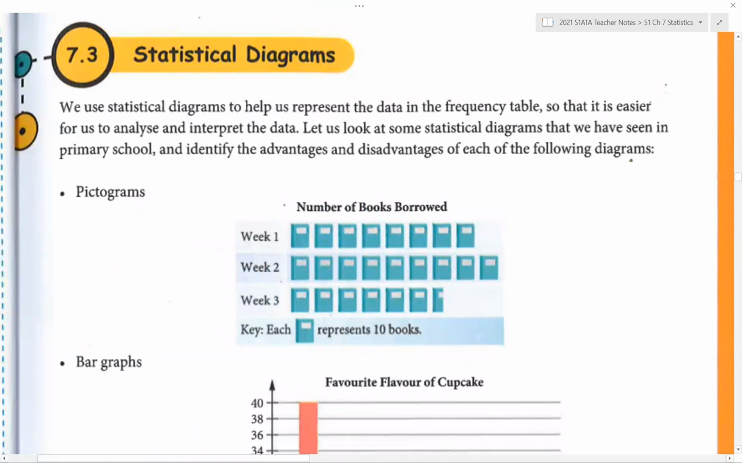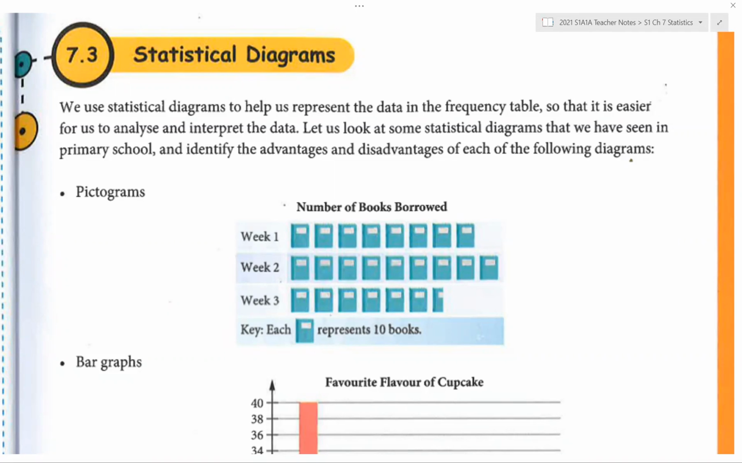Okay, now we have different diagrams that can help us with our data. In the frequency table, remember, it was a lot of us counting and doing the tally count, then a lot of repeated work, and it's sometimes difficult for us to visualize what it's supposed to be like. So different diagrams will help us analyze and interpret the data.